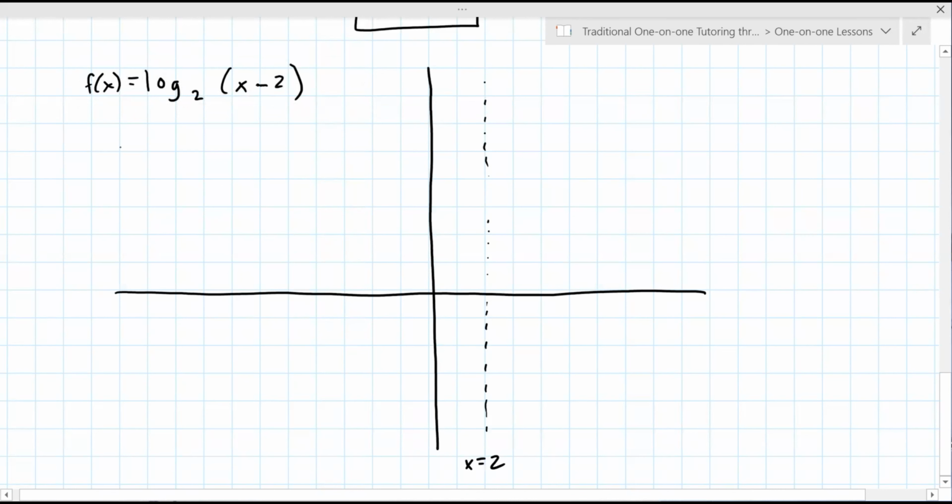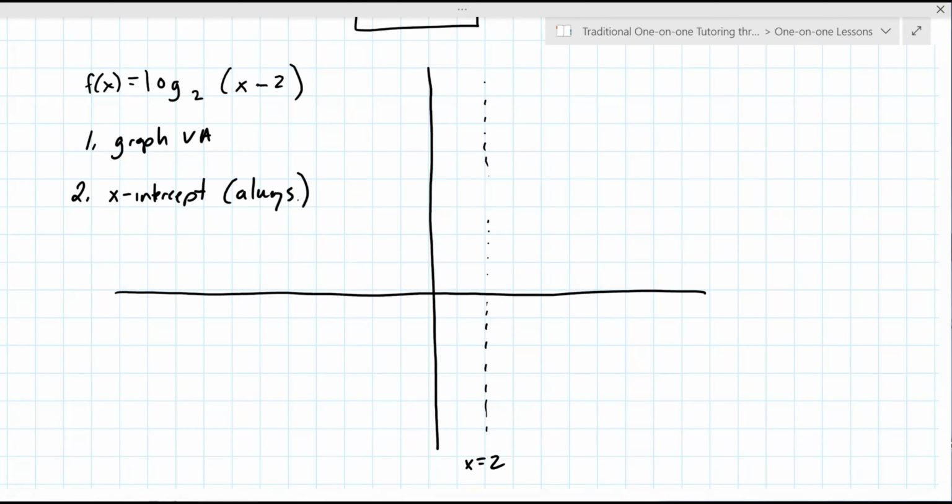And that's a dashed line. So the first thing you want to graph is the vertical asymptote. The second thing you want to graph is the x-intercept. These always have one. It says maybe none. That's not true. These always have one.